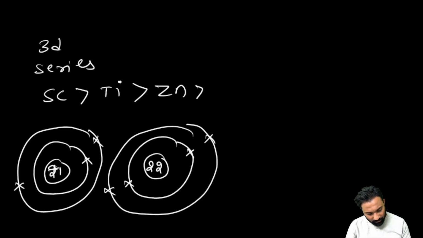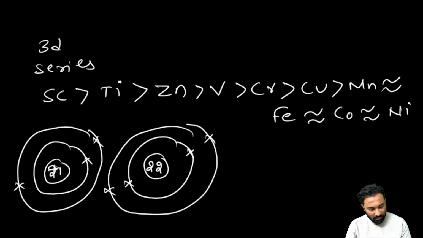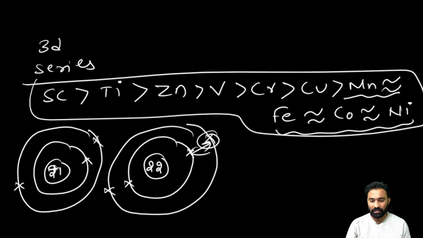Then after that, we have vanadium. Then after that, chromium. Then after that, copper. Then after that, all are high. Then after that, manganese and the rest all will have equal size. When it comes to nickel, iron, cobalt and all these, what happens? Same. The nuclear charge and the valency electron repulsions will be counterbalanced in this case. That's the reason it has this size order.